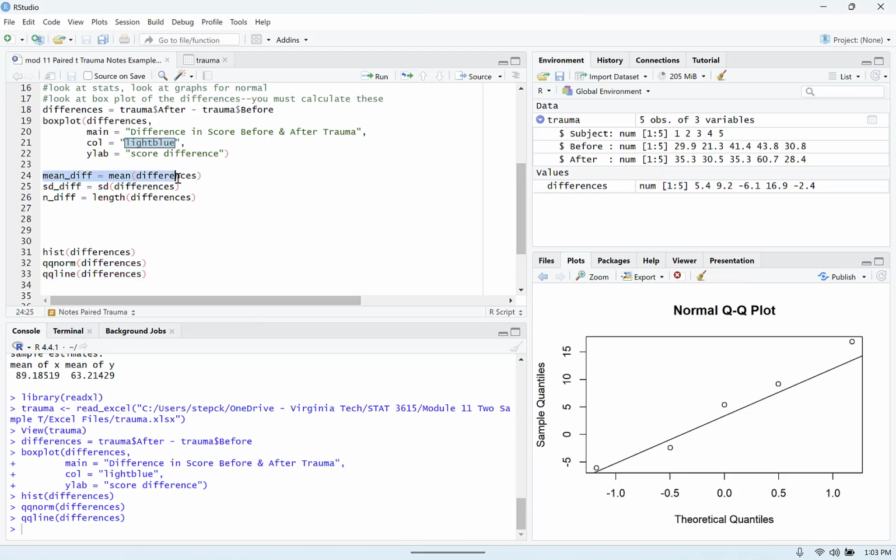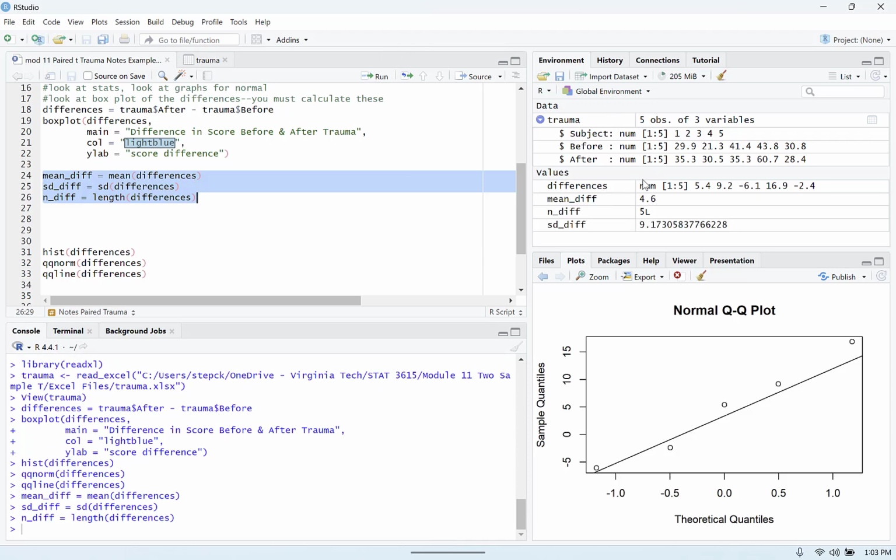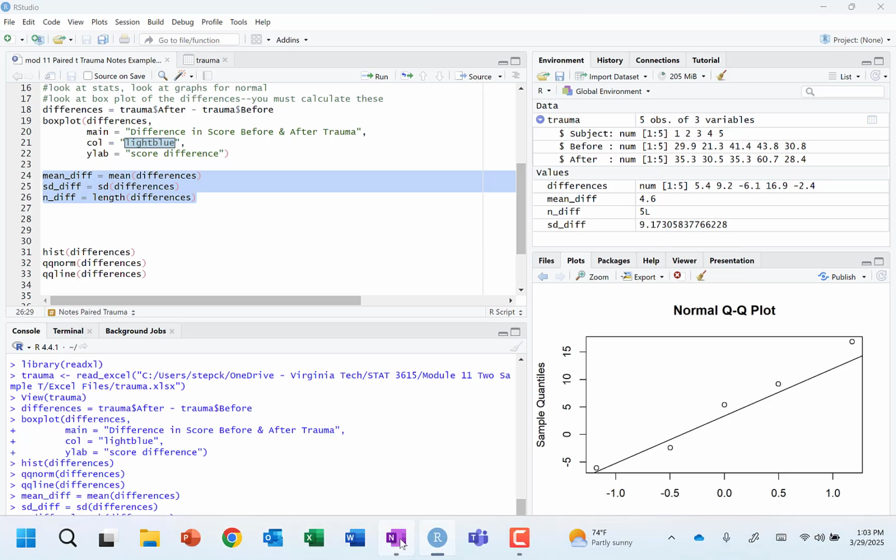The other thing that I'm going to do is calculate the mean, the standard deviation, and the sample size of my differences. So mean of the differences, standard deviation of the differences, and length of the differences gives me all of the statistics I need. The mean difference is 4.6. There are 5 pairs of data, and my standard deviation is 9.17.